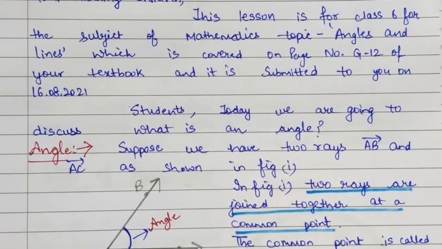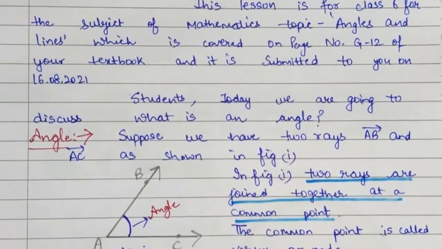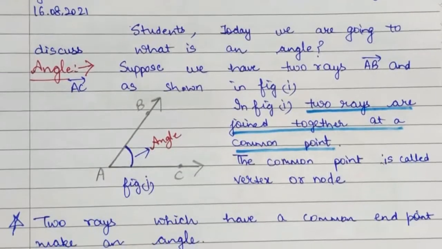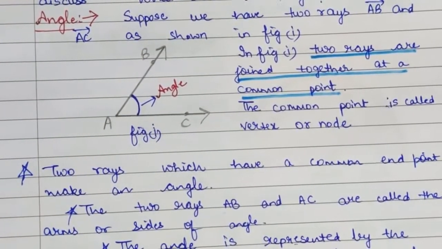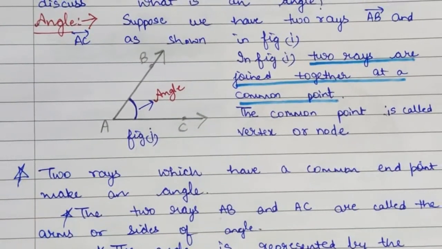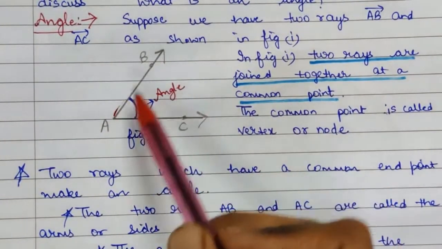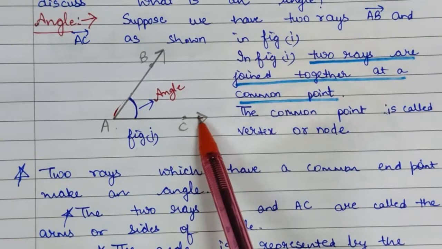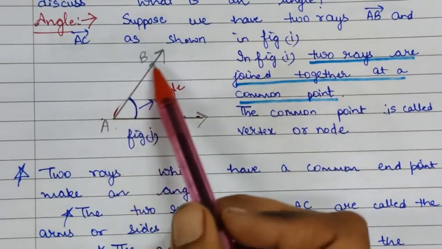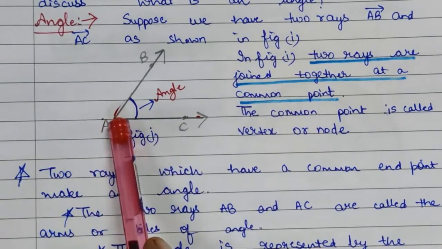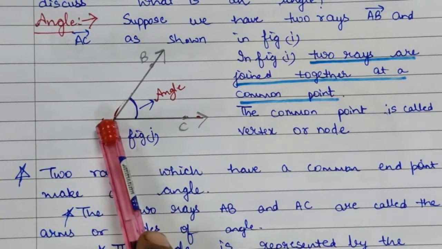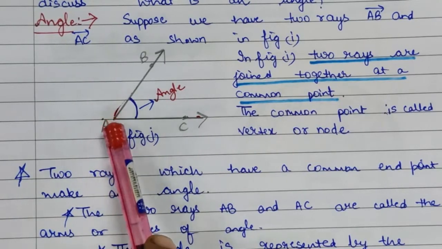Students, today we are going to discuss first what is an angle. So let us start. What is an angle? Suppose we have two rays AB and AC. These two rays are joined together at a common point. This common point is the vertex, or we can say that it is the node.